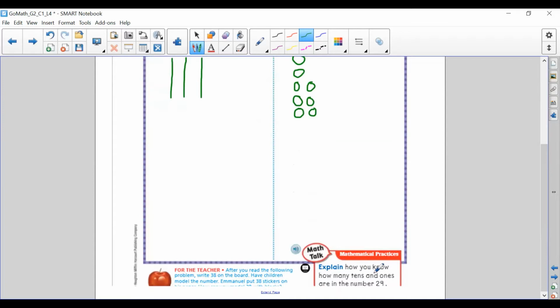Explain how you know how many tens and ones are in the number 29. Well, if you know your place value, you know that this side is the ones and this side is the tens. So in the number 29, if you just separate it by that little line right there, you see the number 29? You know that you have 2 tens and you have 9 ones. So you know that 2 tens is 20 and 9 ones is 9.